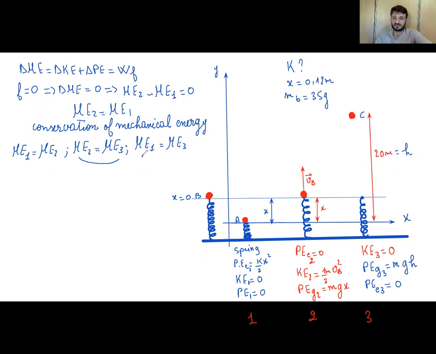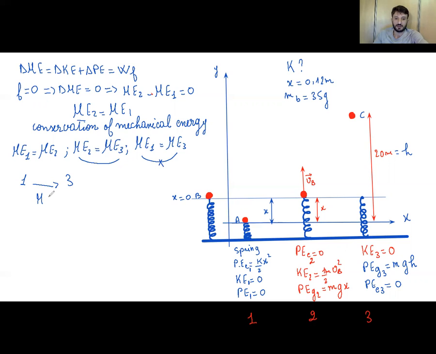Let's take the third case, between 1 and 3. In the case 1, we have K unknown. In the case 3, we don't have an unknown, because the velocity of the point C equals 0. So it's better to take this state between 1 and 3.